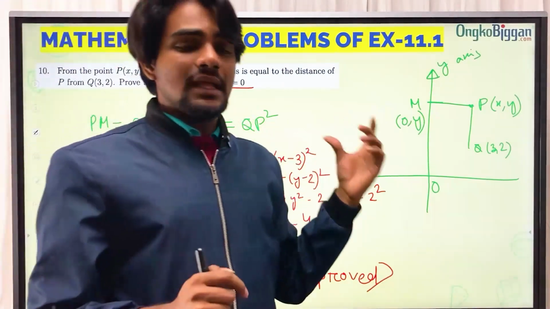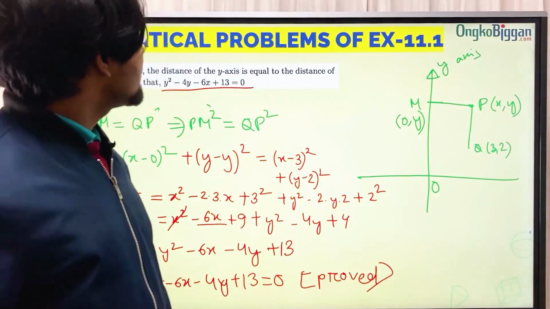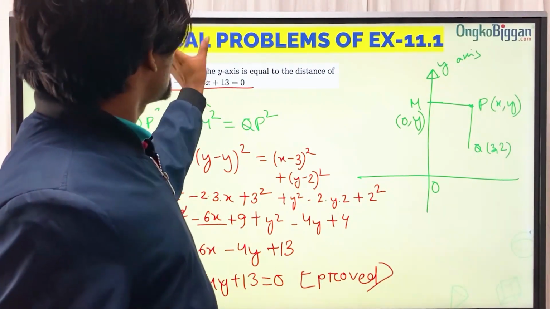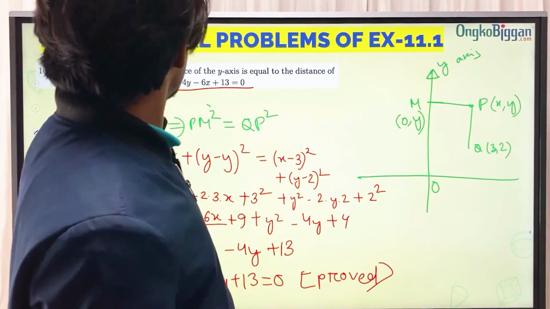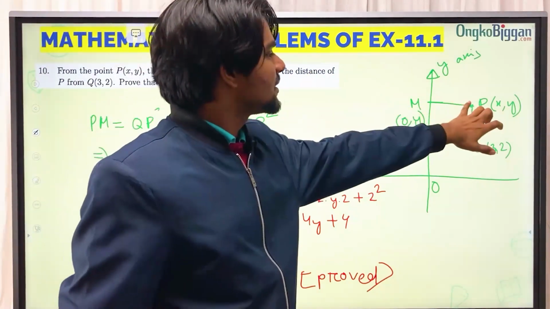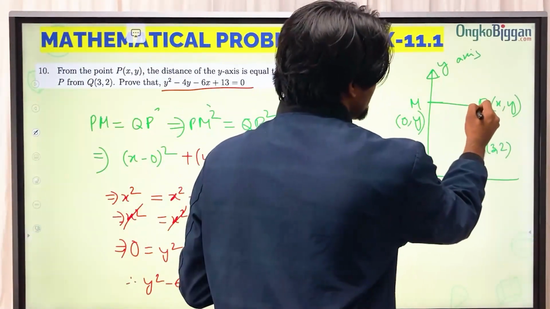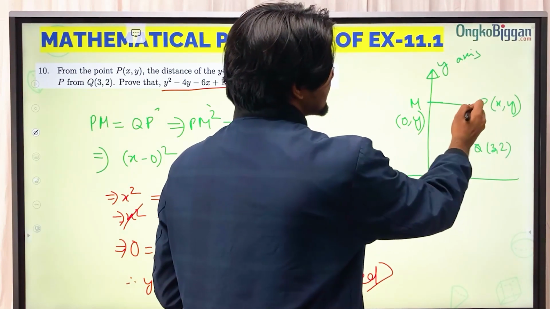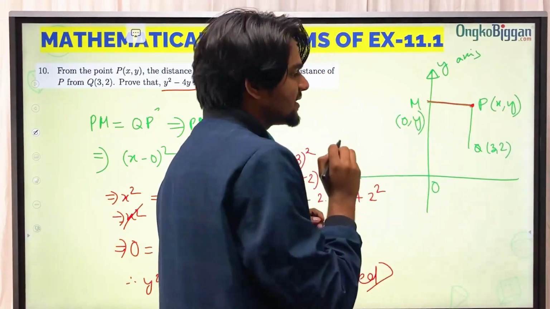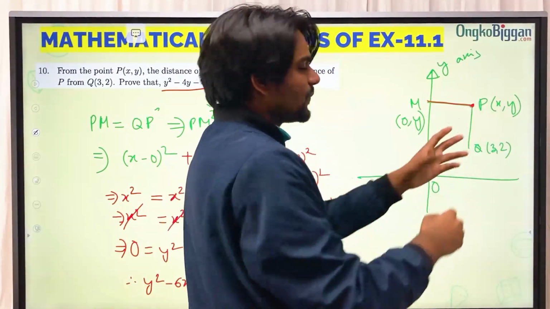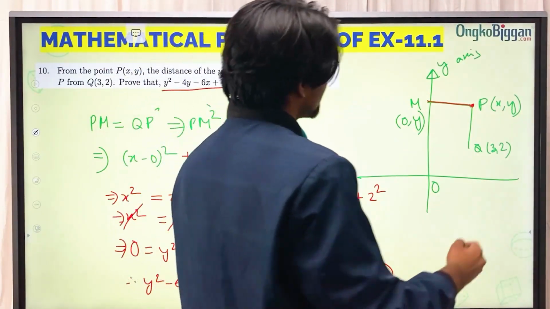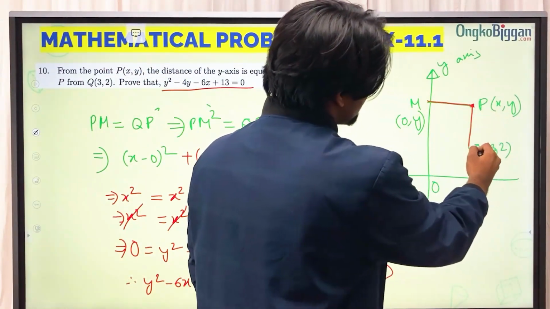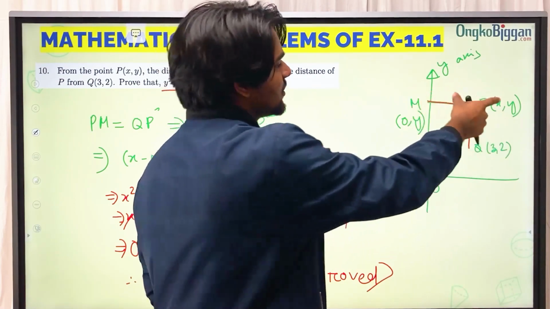The main thing you need to understand is that it is written in the question that from the point P(x, y), the distance to the y-axis is this distance, directly from the y-axis, and the distance from the point Q, that is the PQ distance, is actually equal to PM.